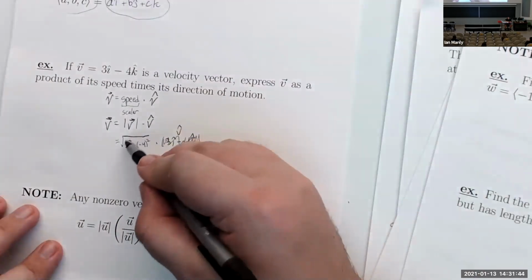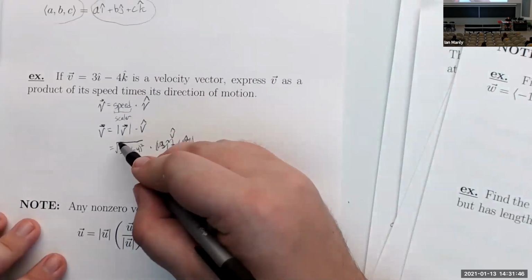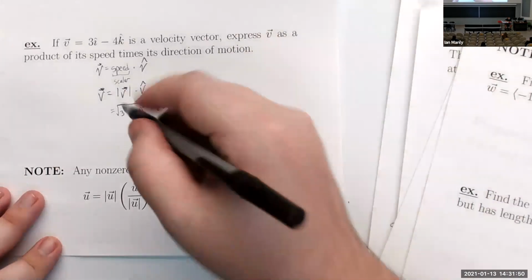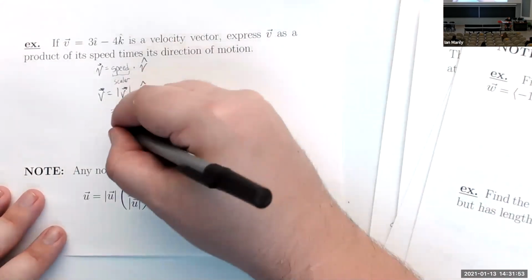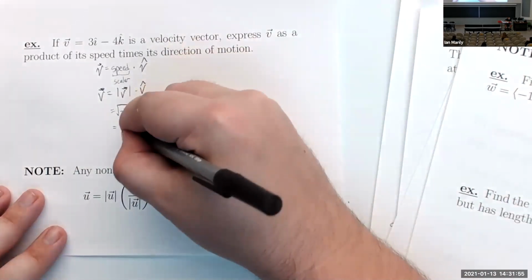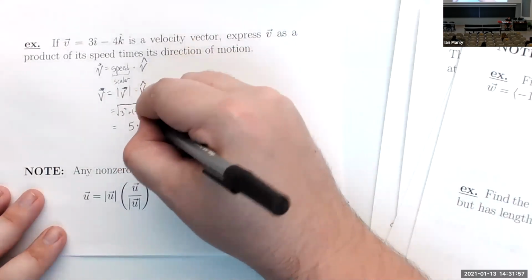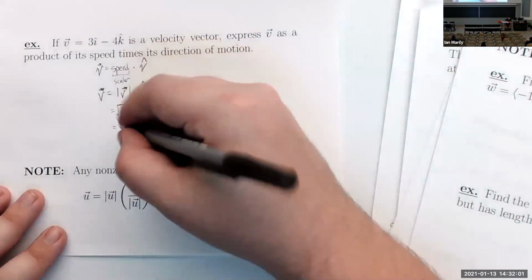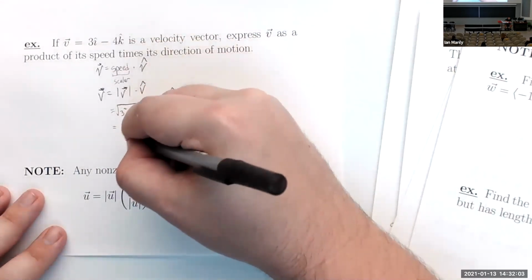Okay, so what's this number going to be right here? That's right, it's going to be 5. And this is another 3, 4, 5 triangle example. So if we do 5 times v hat, that's going to give us our v right here. So this is going to be our speed.